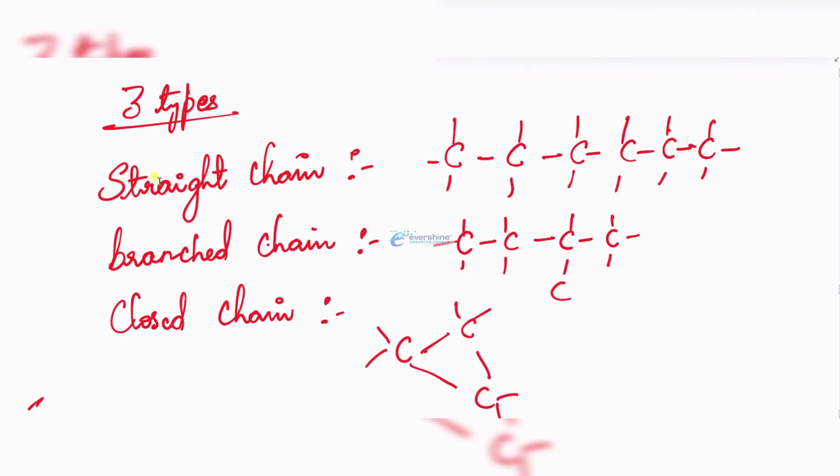And there are 3 types of catenation: straight chain catenation, branched chain catenation, closed chain catenation. Straight chain means the carbon links with other carbon in a straight manner. Branched chain means carbon links in a straight chain with a branch. Closed chain catenation means carbon can link itself in a closed manner. This is called closed chain catenation.